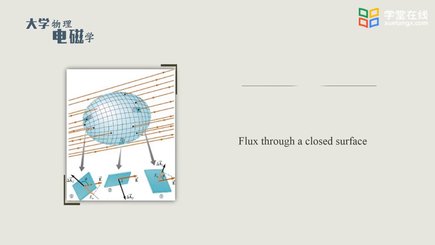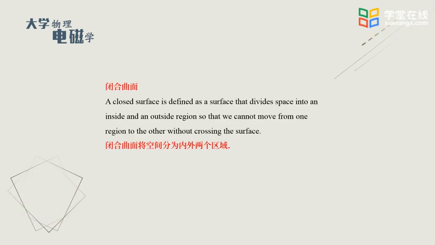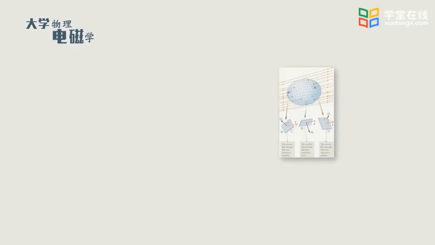We wish to find the electric flux through this closed surface as shown in the figure. So what is a closed surface? A closed surface is defined as a surface that divides space into an inside and an outside region so that we cannot move from one region to the other without crossing the surface. By convention, the area vectors are normal to the surface and point outward from the surface in this case. Please look at this figure.